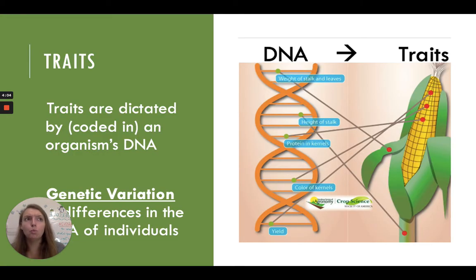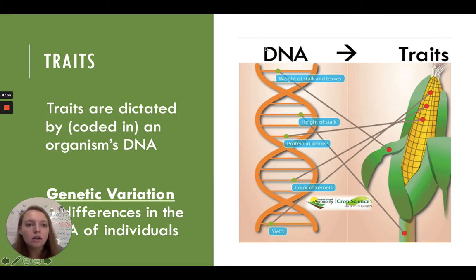All right, so where do these differences come from? Where do these traits come from? Why are there differences? Well, these traits are dictated or coded in our DNA. So our DNA tells our body, it dictates exactly these variations, all right? And so genetic variation is going to be differences in the DNA of the actual individuals.